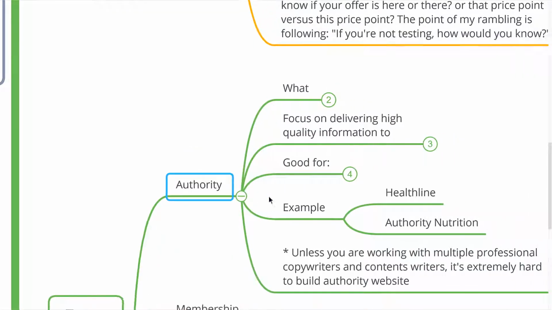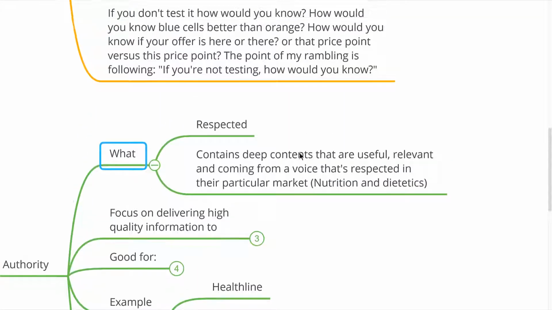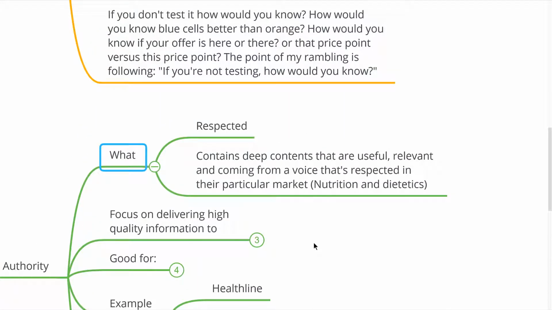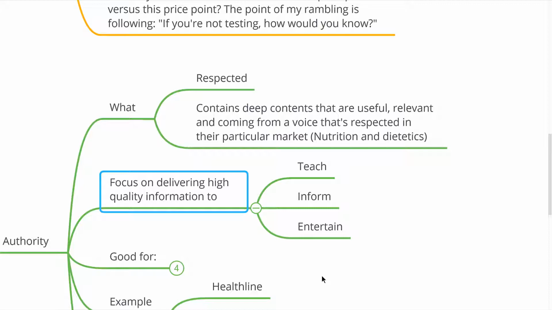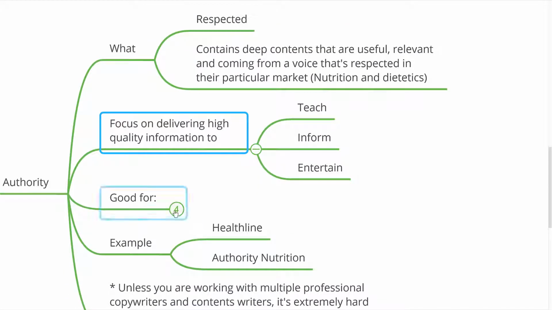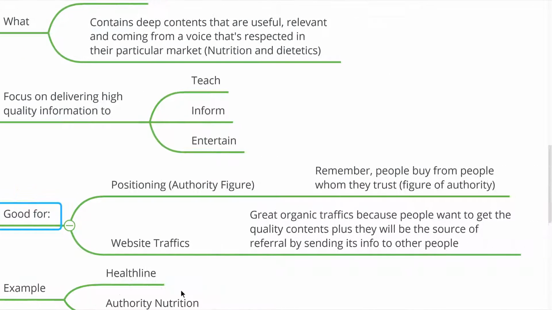Authority website. What is an authority website? An authority website is generally well respected and it contains deep content that is useful, relevant, and coming from a voice that is respected in their particular market, in this case, nutrition and dietetics. It focuses on delivering high quality information to teach, inform, and entertain. This type of website is great for positioning yourself as an authority figure.